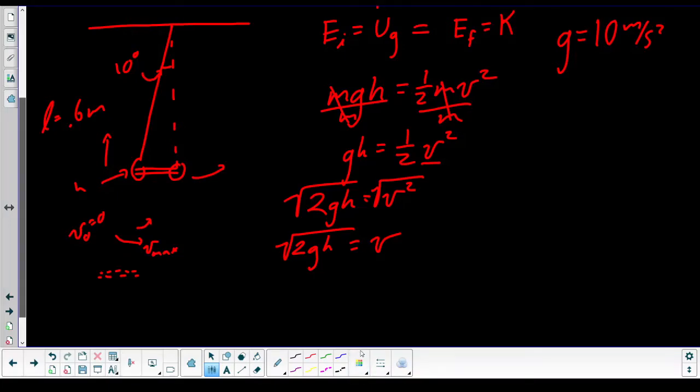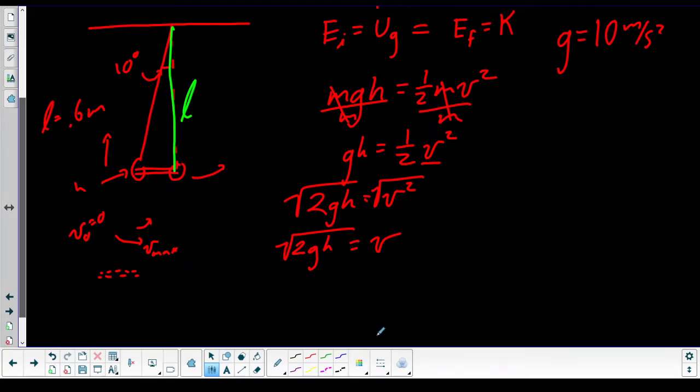So, let's talk about this bob. If it's at equilibrium, this length here is L. Okay. It's gone up a little bit.